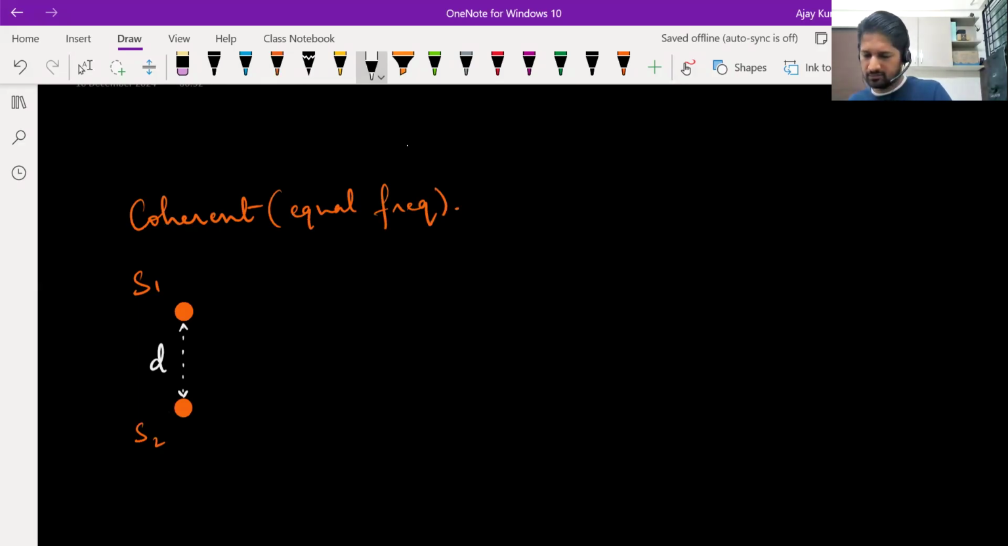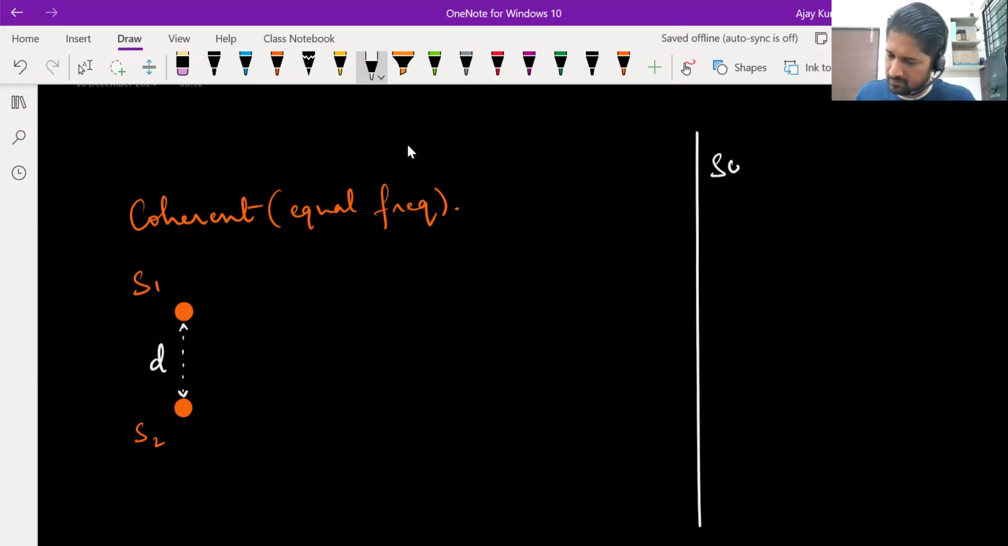And at a certain distance from the sources, they place a screen on which they expect to see the interference pattern. The distance from the line joining the sources to the screen, let's call it capital D.